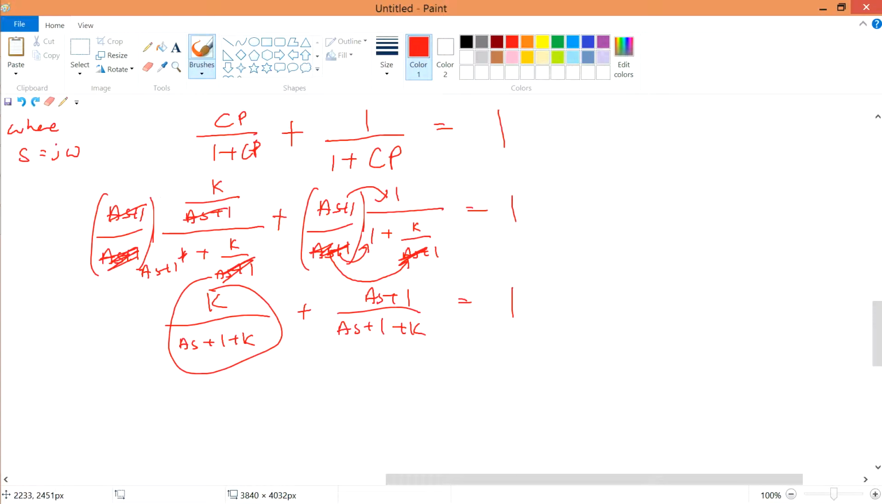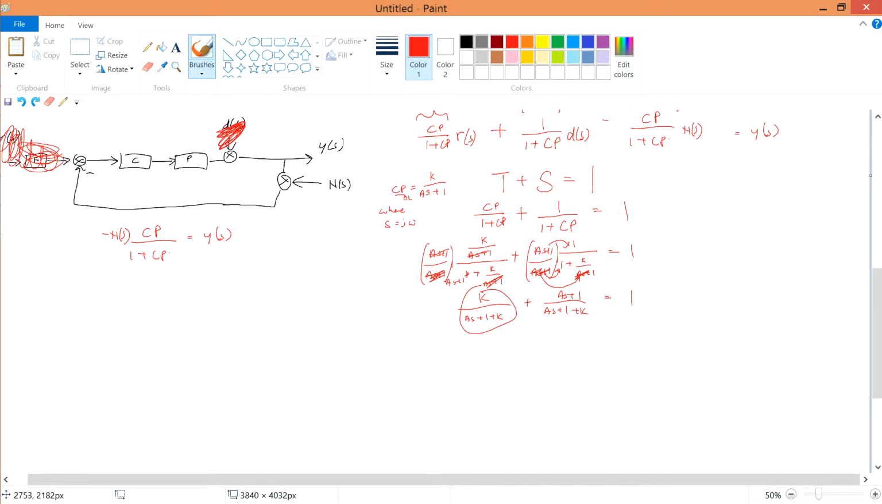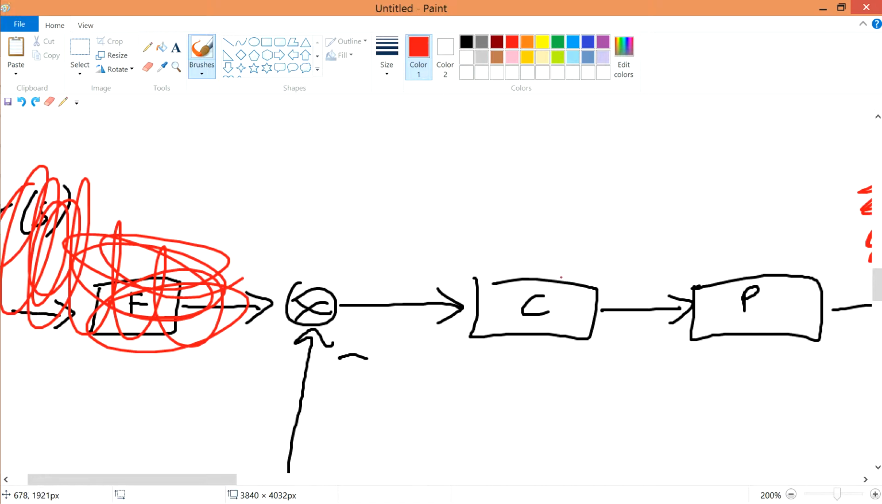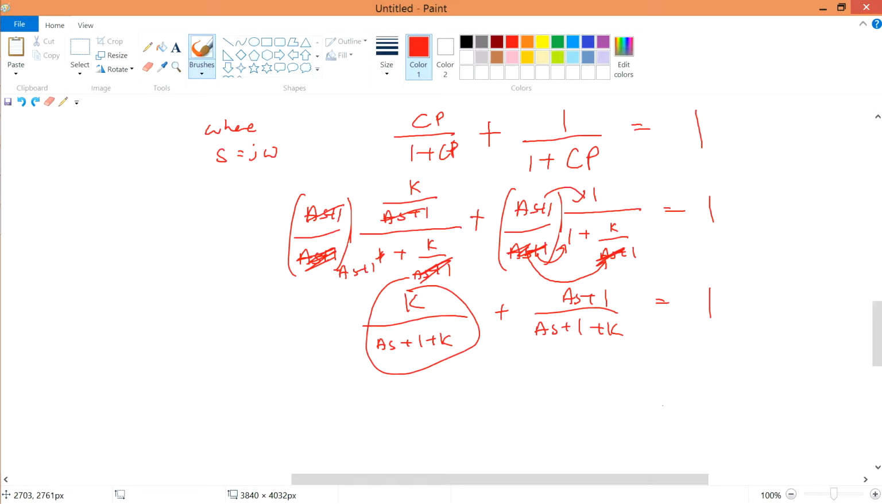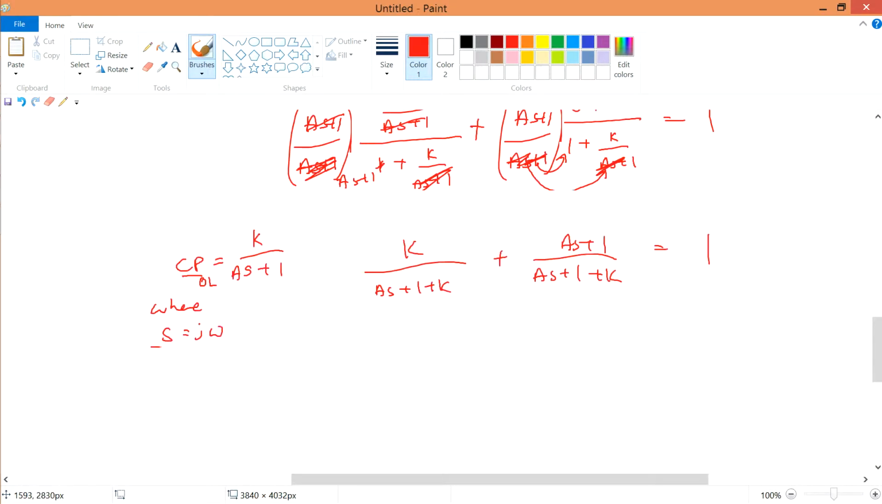This thing is for T, the complementary transfer function. S is still this one, so I'm just rewriting everything for clarity's sake to prove to you a certain trend for the response. Now, because S is equal to j omega, we can assume that if omega equals infinity, then S is equal to j infinity, and therefore S is equal to infinity.